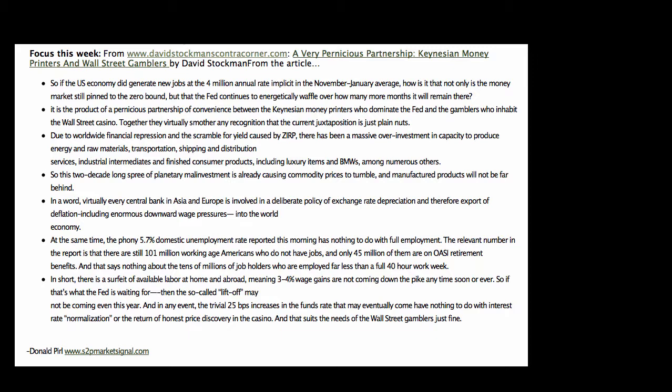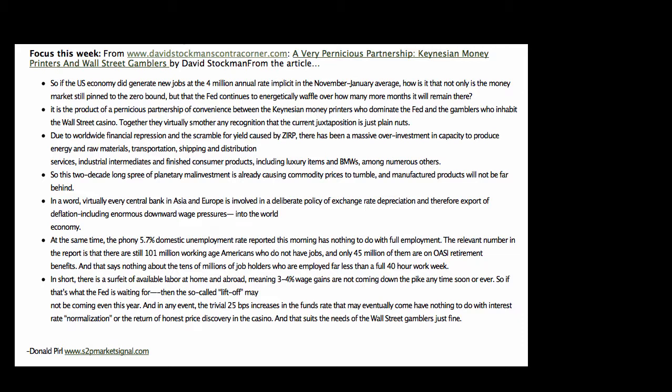So, if the U.S. economy did generate new jobs at the 4 million annual rate implicit in the November-January average, how is it that not only is the money market still pinned to the zero bound, but that the Fed continues to energetically waffle over how many more months it will remain there? It is the product of a pernicious partnership of convenience between the Keynesian money printers who dominate the Fed and the gamblers who inhabit the Wall Street casino. Together, they virtually smother any recognition that the current juxtaposition is just plain nuts.